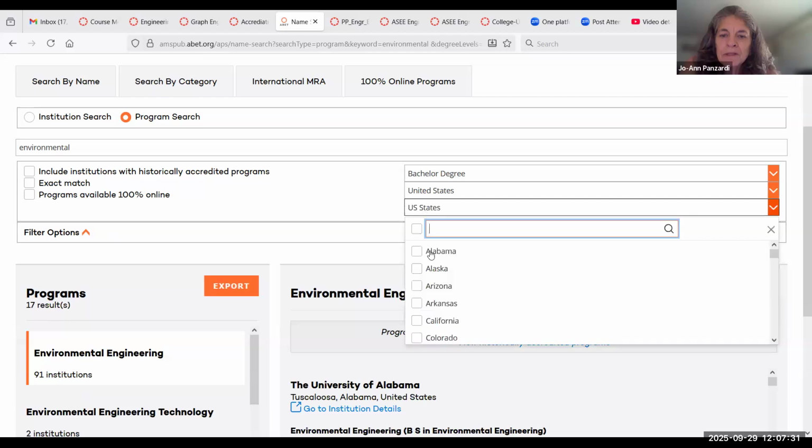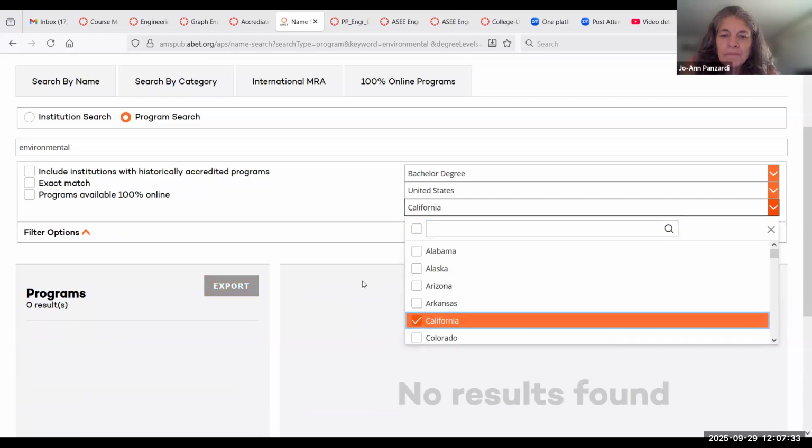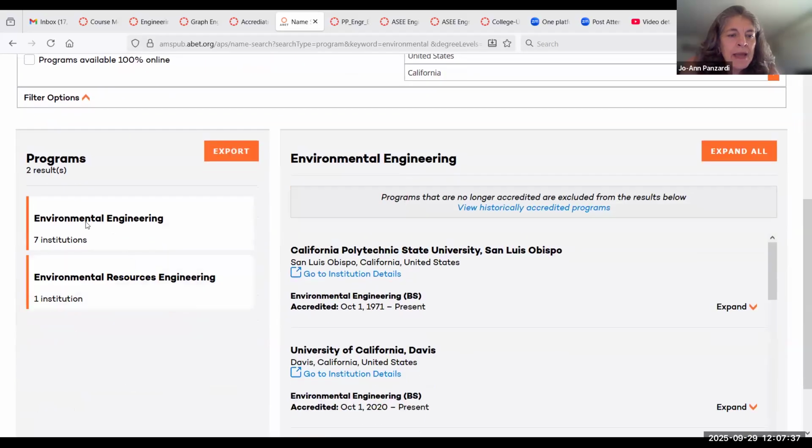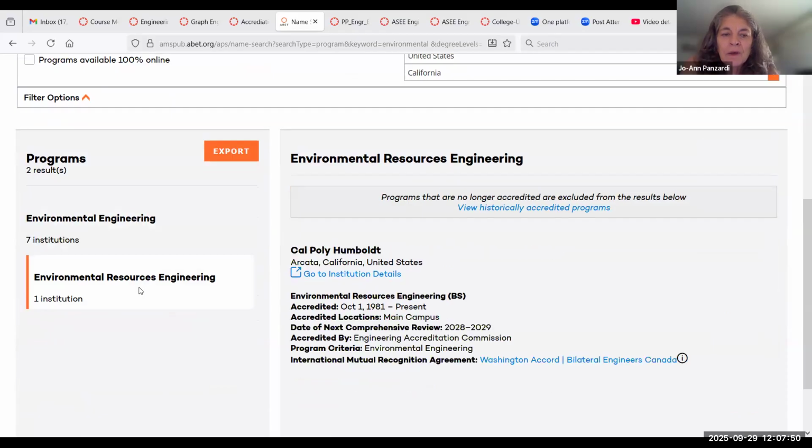And I'm going to pick, let's pick California. Okay. And now it looks like, wow, there are 8 institutions. 7 institutions call their degree environmental engineering, and 1 institution calls itself environmental resource engineering. We already saw this one. This is Humboldt. Okay. So they're more focused on air and water, their environmental resources.